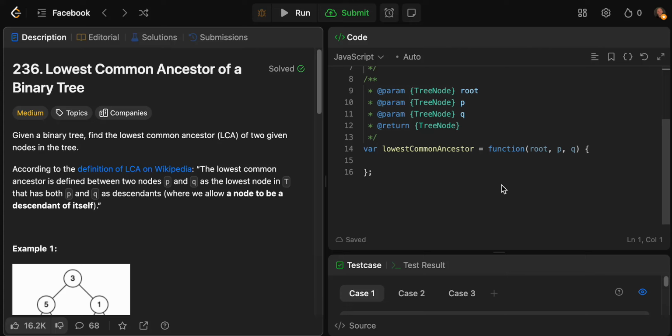We're going through the most frequent Facebook questions according to LeetCode based on their frequency in the past 6 months. This is a great series if you're trying to prep for an upcoming tech screen or full loop and you are struggling to figure out the answers to some of these questions.